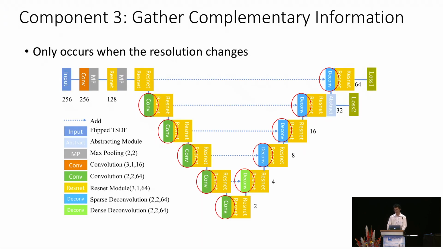Finally, we gather information of different groups in SGC. Note that this operation only occurs when the resolution changes. We will give more details about the network design.